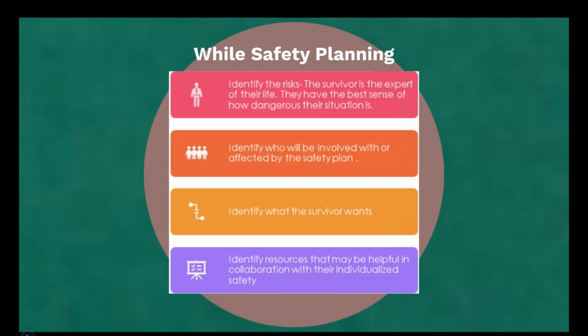That's great. I next like to identify who will be involved with or affected by the safety plan. For example, the children, other family members that they may be taking care of, or depending on the circumstances, like stalking, for instance, that survivor may have a spouse, and their spouse might be affected by their safety plan as well. Next, I like to identify what the victim wants.